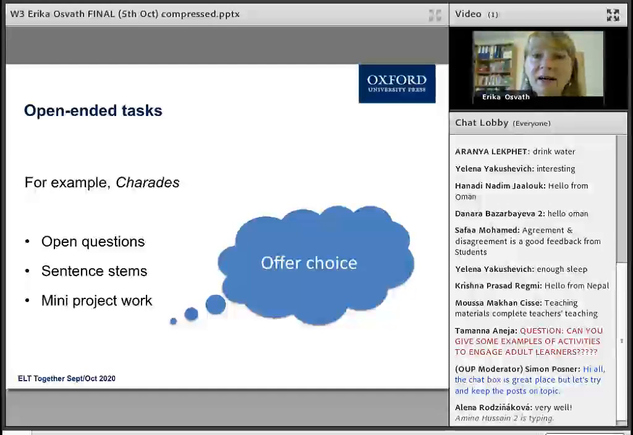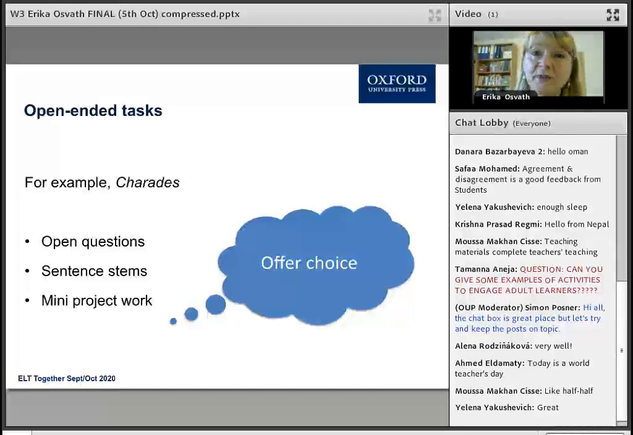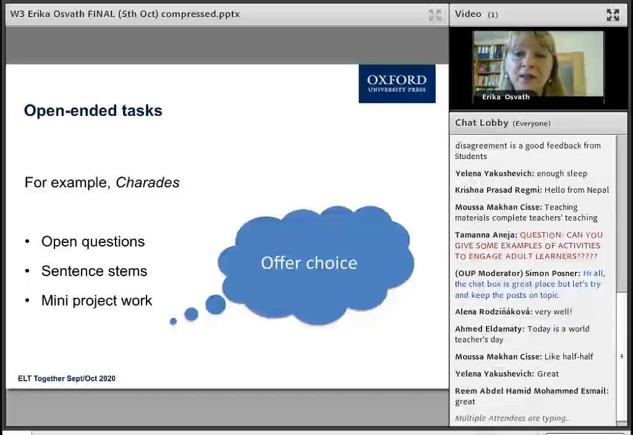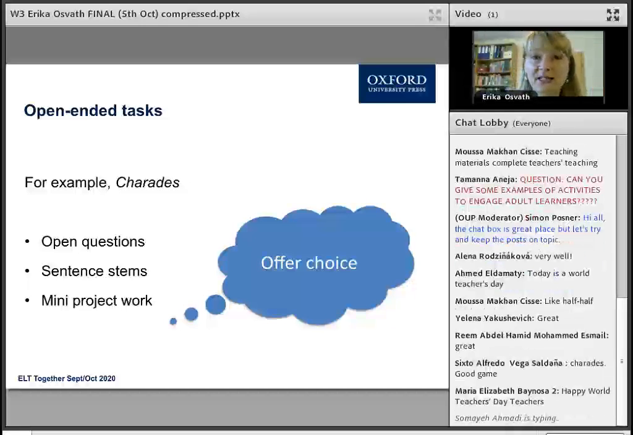As I said earlier, all of these tasks ensure that there's not only one answer that is correct, but multiple answers are also acceptable. For example, if you play charades, even in that game, you can act out the same word in different ways. Also, it's important to give them open questions. So it's not only the tasks that are open-ended, but the questions you set are also open-ended.